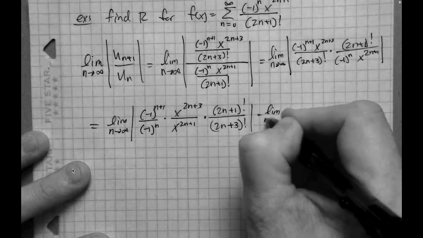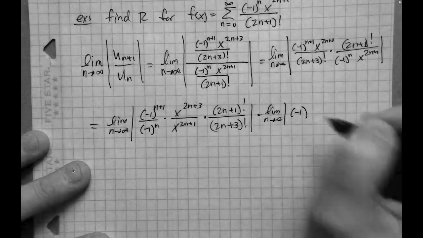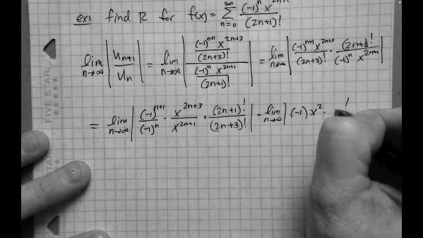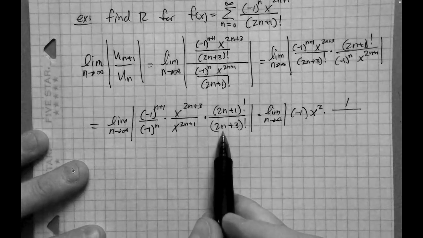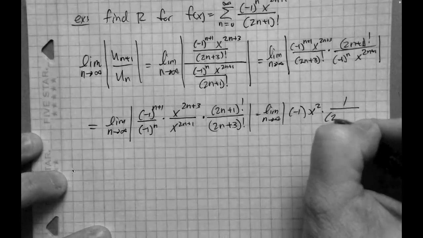So this tells you that the limit as n goes to infinity, and what we're looking at now is just a negative 1 times an x squared times a 1 over, now what's left here? It'd be 2n plus 2 times 2n plus 3, wouldn't it?